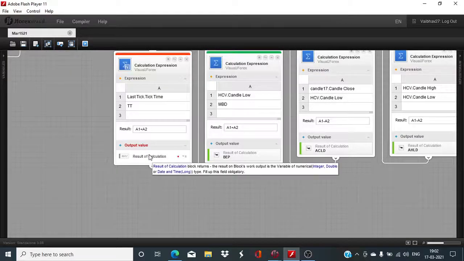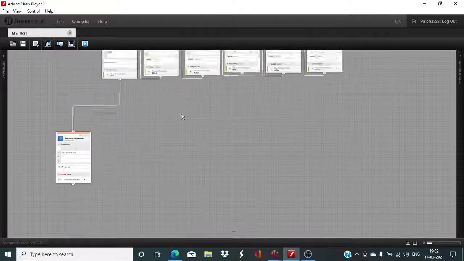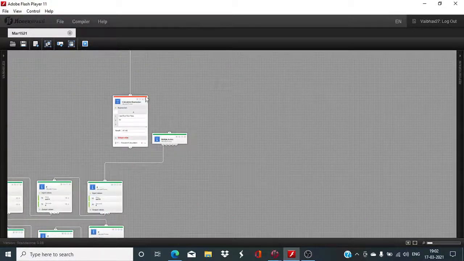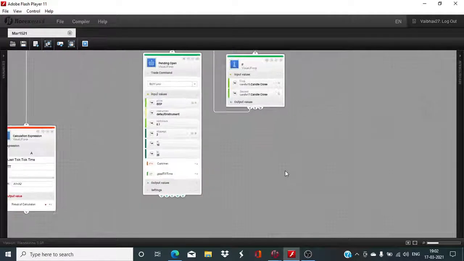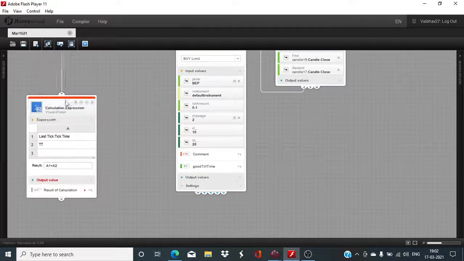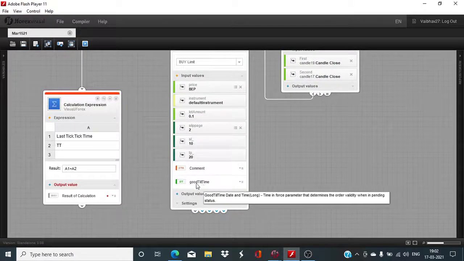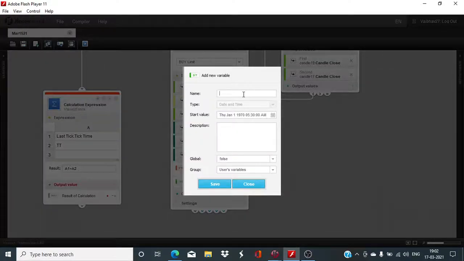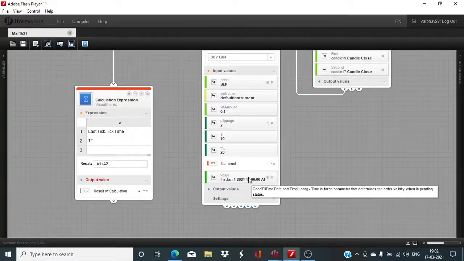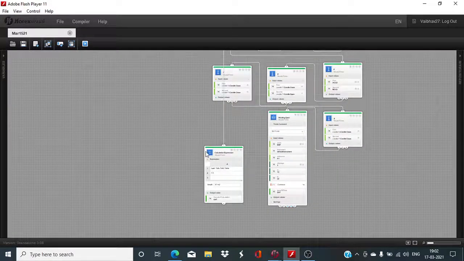And we have to be a bit careful here, as the output variable needs to be of the same data type as we need for the filling of this variable here, and it is of long data type. So I will create the variable here itself, and it will be OET, and we will derive its value from this calculation, so it will work just fine.